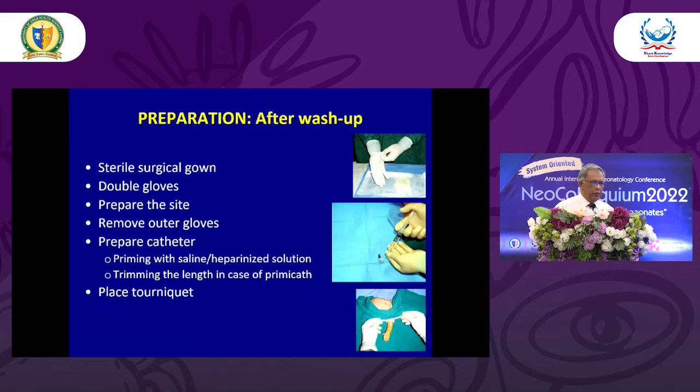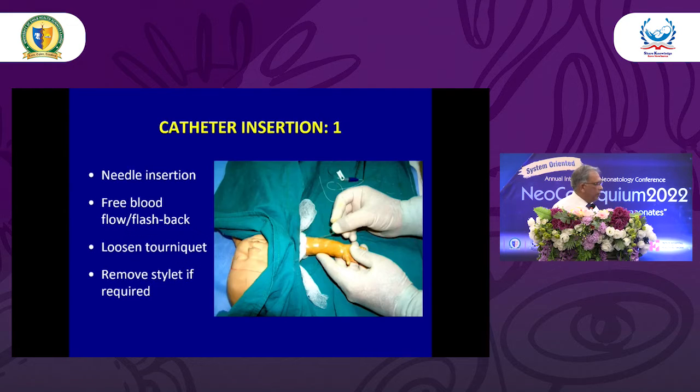After that, we put up a tourniquet upstream of the site, means above the vein, between the site of insertion and the heart. This is how we put up a tourniquet. This is how all these drapes are put in, and the baby's arm is taken out through an ear hole. After that, catheter insertion. We have cleaned this site here.